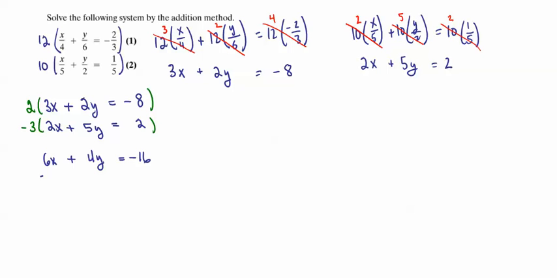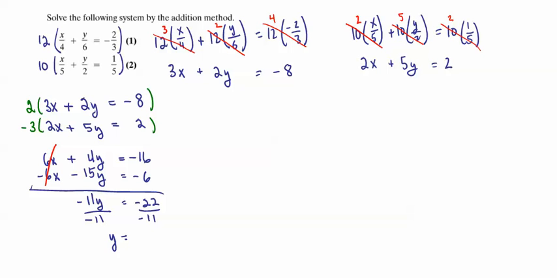Negative 3 times 2x, negative 6x. Negative 3 times 5y, negative 15y. Negative 3 times 2, negative 6. Now, when we add, the x variable is eliminated. We add 4 plus negative 15 is negative 11y, and that's going to equal negative 22. Divide both sides by negative 11, and we get y is equal to 2.